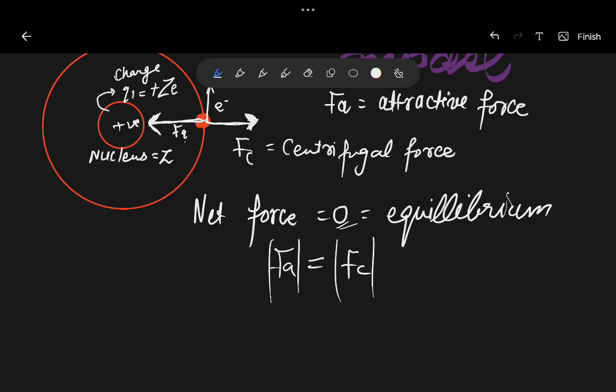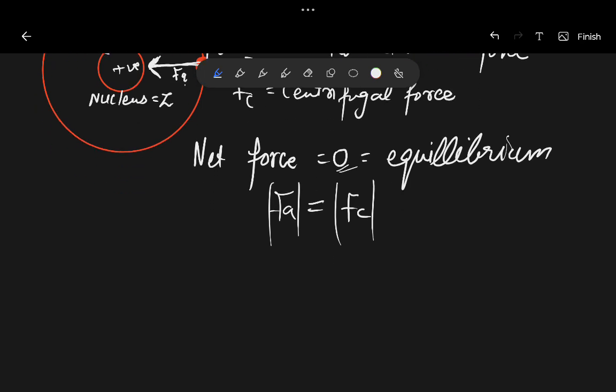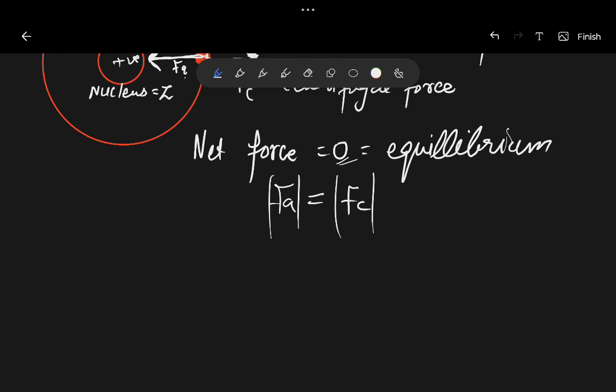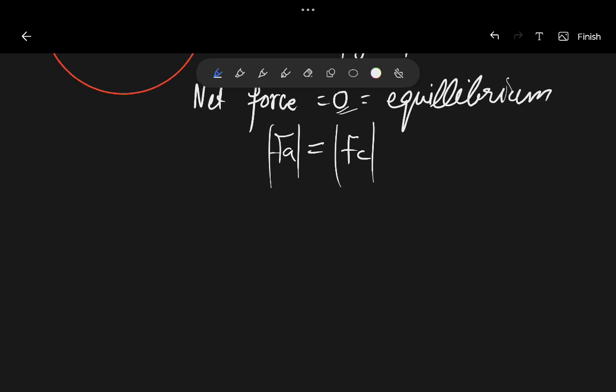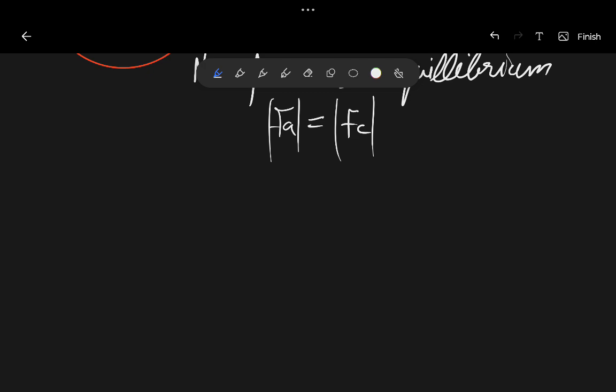I guess it's called modulus. I can't recall it right now. I've not studied more, it's just my beginning. So now we're putting a modulus over this Fa and Fc, because we're talking about magnitude, just magnitude. All right. Now let's open this Fa.